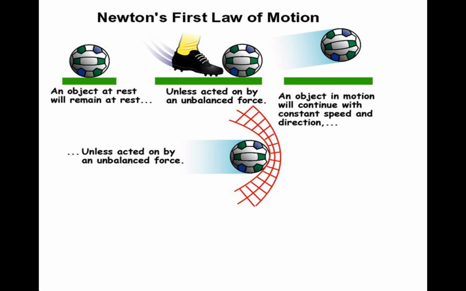Newton's first law of motion. An object at rest will remain at rest unless acted upon by an unbalanced force. An object in motion will continue with constant speed and direction unless acted upon by an unbalanced force.